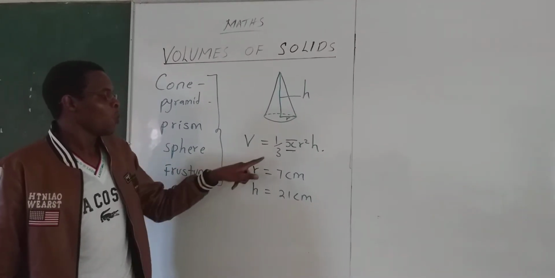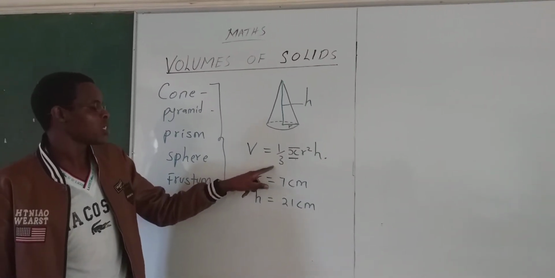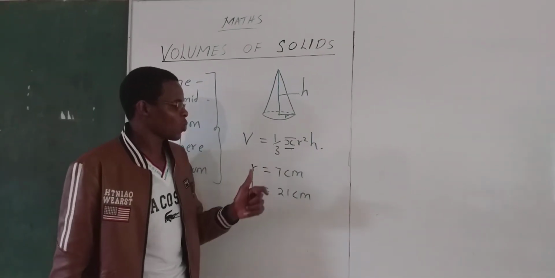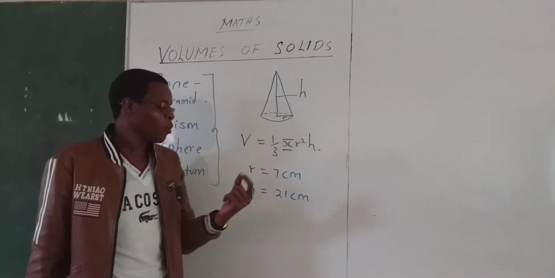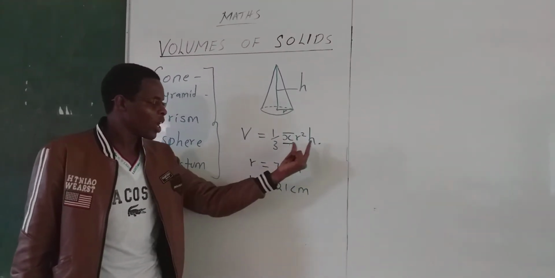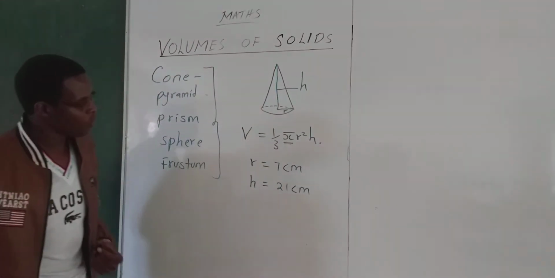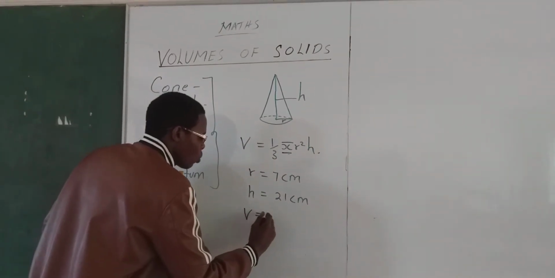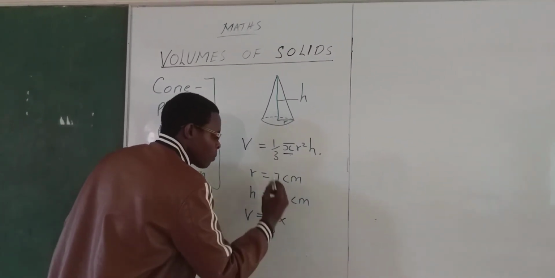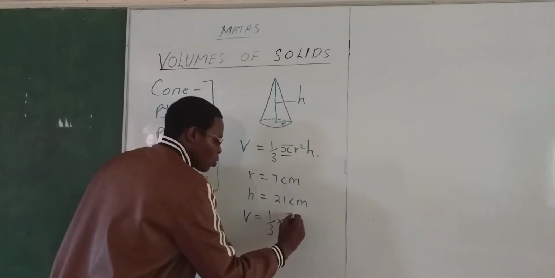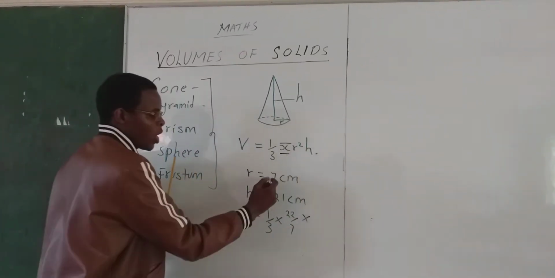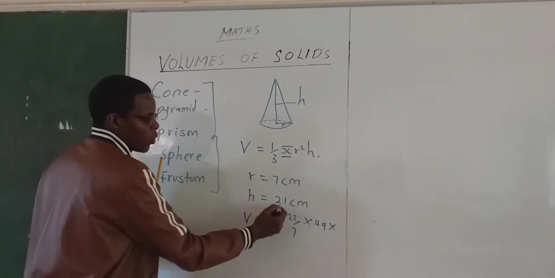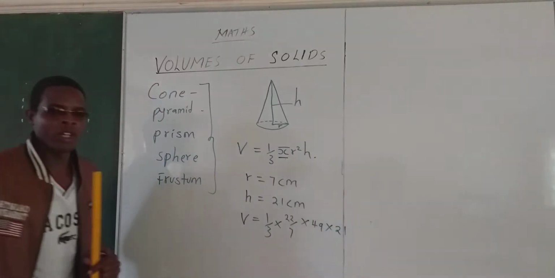To find the volume of this given cone, we apply this formula, whereby the volume is equivalent to one third pi r squared h. We have the two variables: the radius to be 7 and the height to be 21. Therefore, the volume is going to be a third, which is 1 over 3, times pi, which is 22 over 7, times the radius squared, which is 7 squared, 49, then times the height, which is 21.